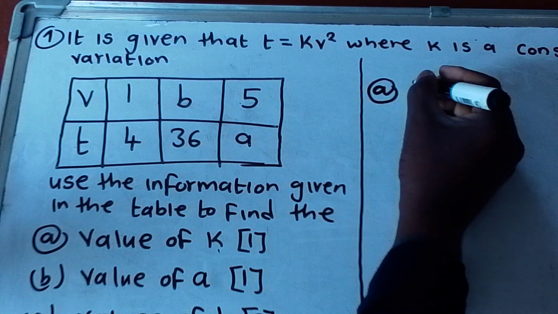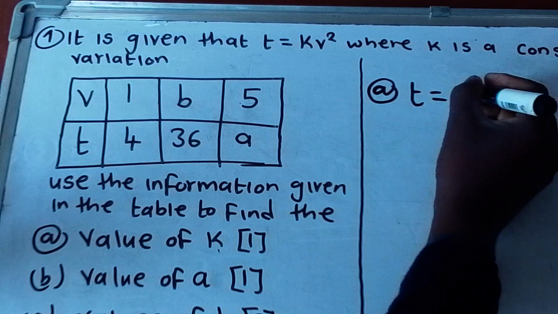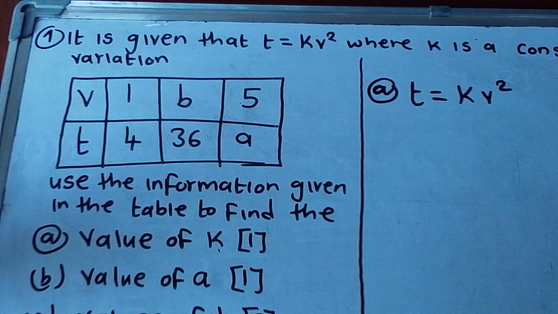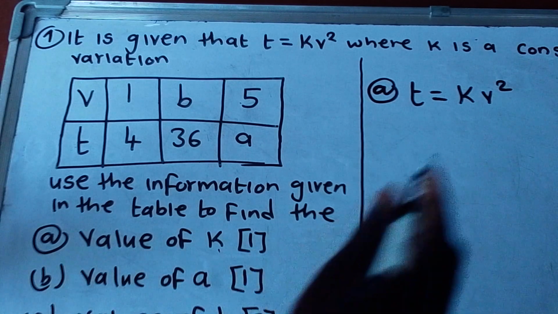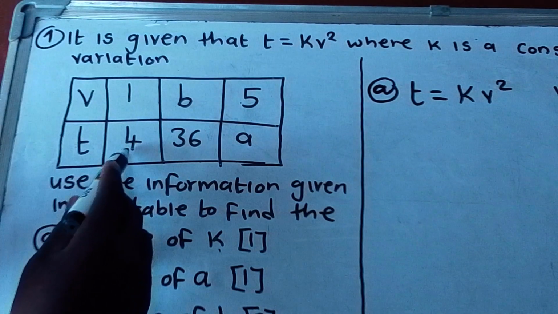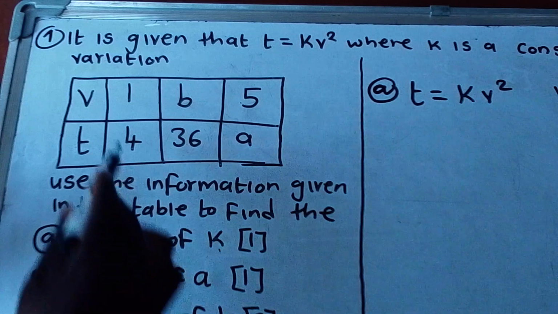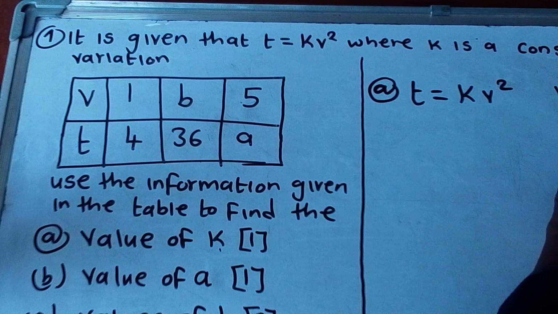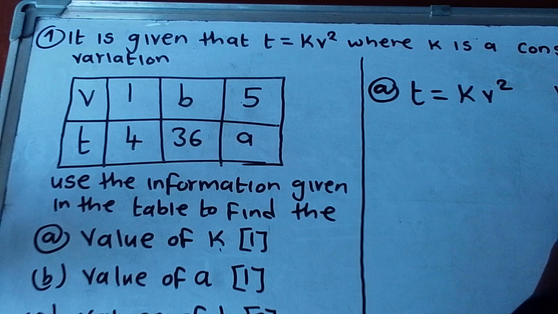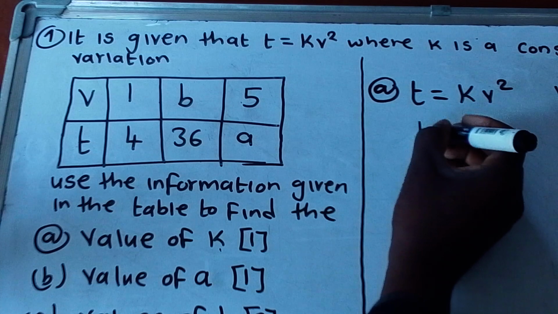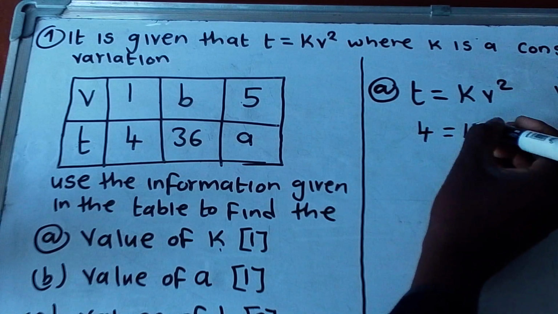So you say T is equal to KV squared, and you use the information given. Always start with the column which has got everything. If you're calculating the value of K, you start with the first numbers. So V is 1 and T is 4. Now K we don't know. So you know that T is 4, so you put 4 equals K.